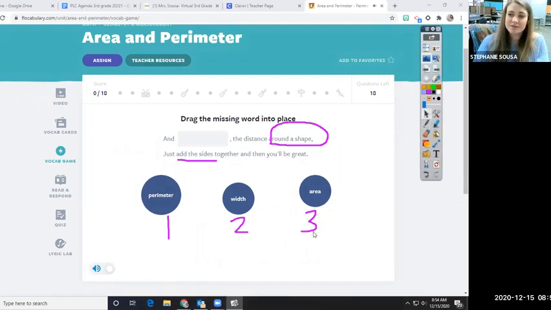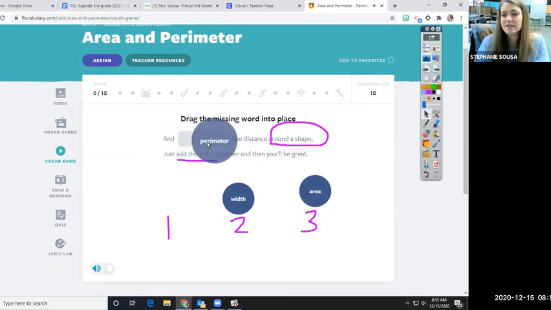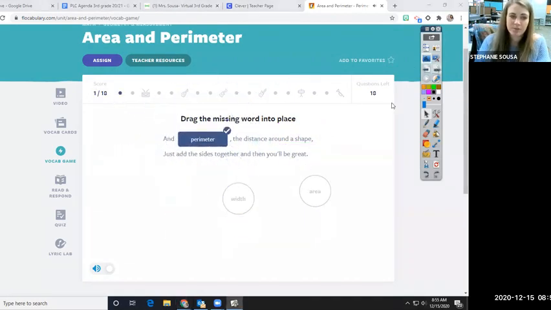Woo! Good, ones, you were scaring me. A lot of you were doing 2. Width is not a bunch of sides, width is one side, it's the width. When we are finding the perimeter, that's the distance around the shape, very good.